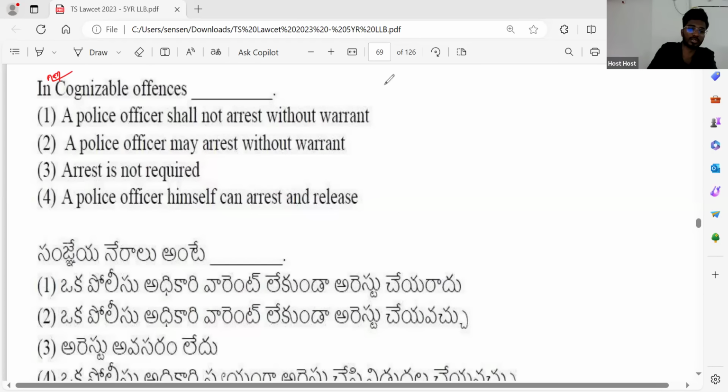Shall not arrest, right? So that is option 1. Whenever it is a non-cognizable offense, it means that it is a less serious offense, right? So whenever it is less serious, police should not arrest you without a proper warrant. That is very important. And non-cognizable offenses are less serious in nature.